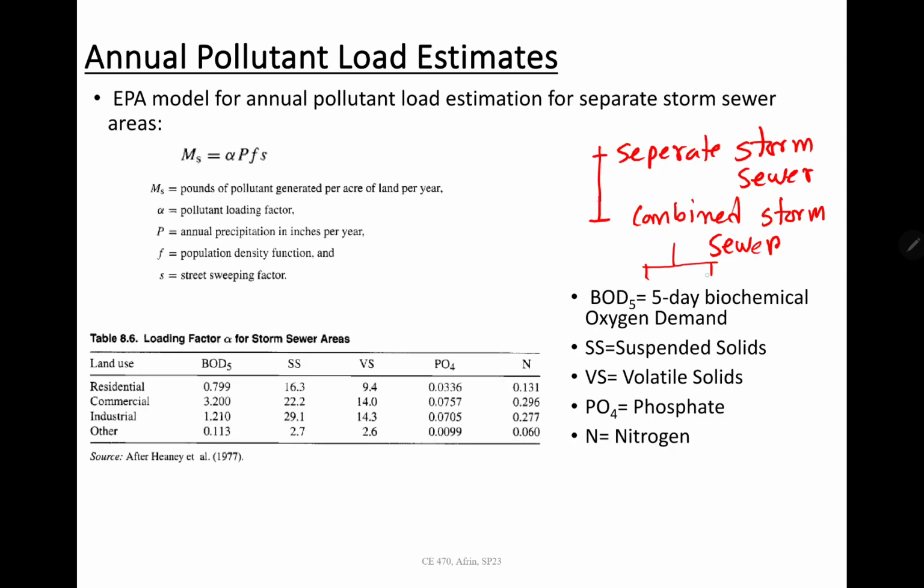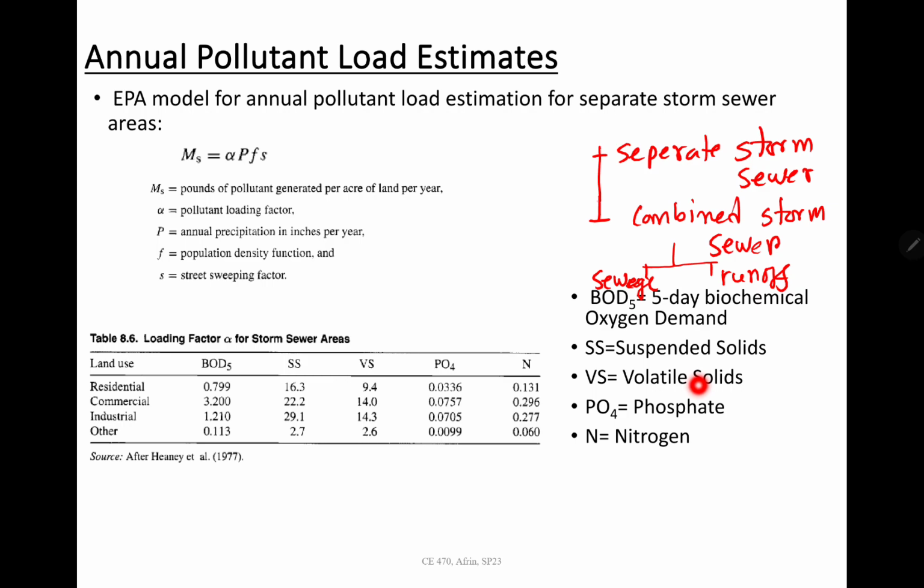Okay, so a combined storm sewer is carrying runoff and sewage. That's why it's called combined, and the separate one has two separate systems, one for sewage and one for runoff. So without knowing too many details, you can tell the combined storm sewer will obviously have more pollutants, because it will not only carry the pollutants from the runoff, it will also carry pollutants from household waste or other types of waste as well.